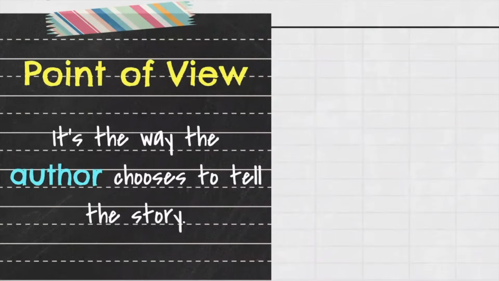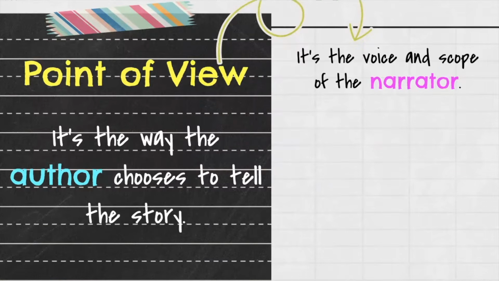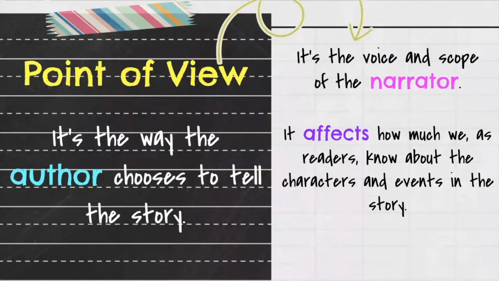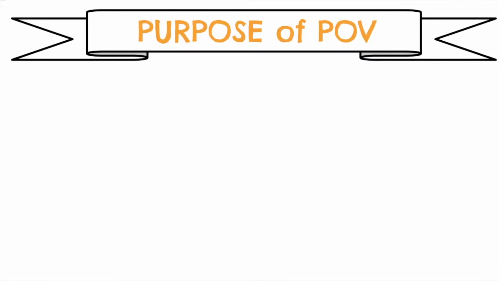So what is point of view? It's the way the author chooses to tell the story. And it's the voice and scope of the narrator. The narrator is the person telling the story, and it affects how much we as readers know about the characters and events in the story.